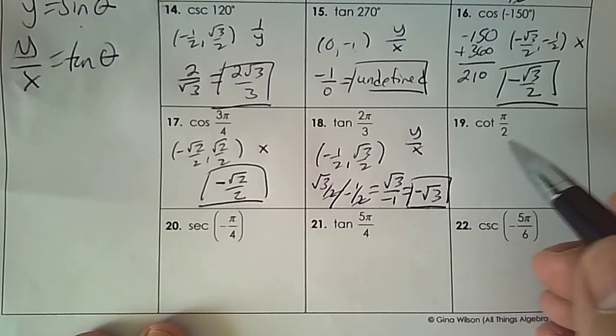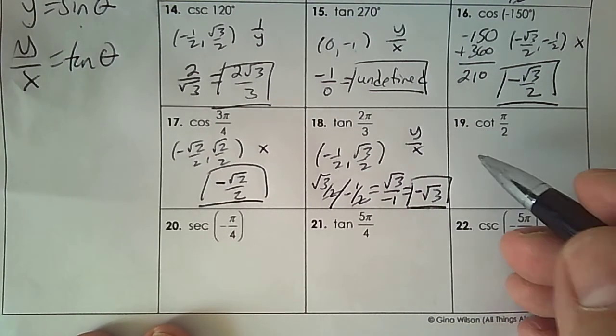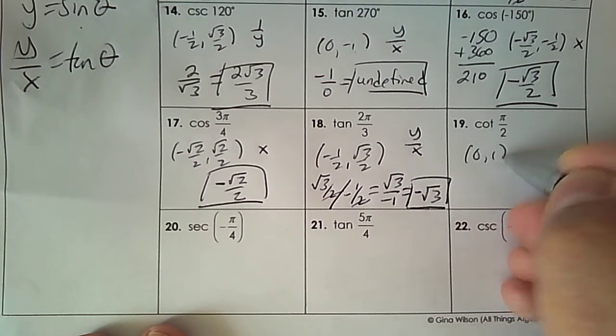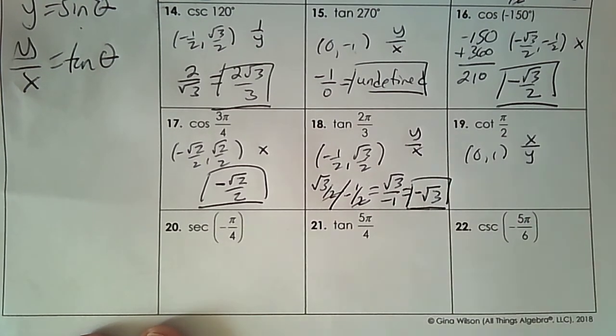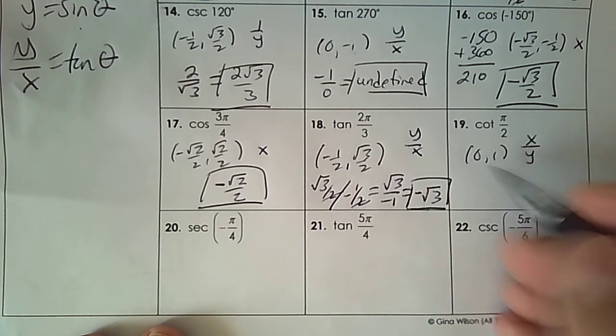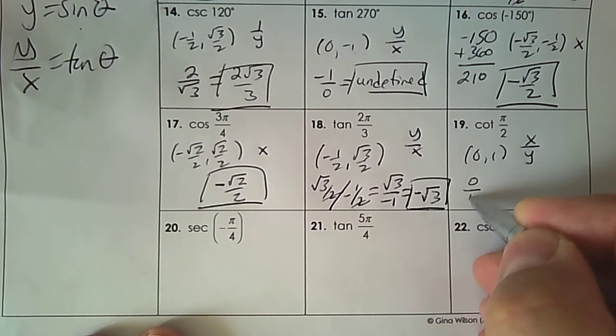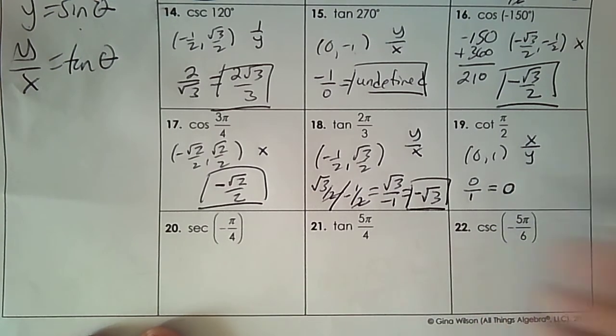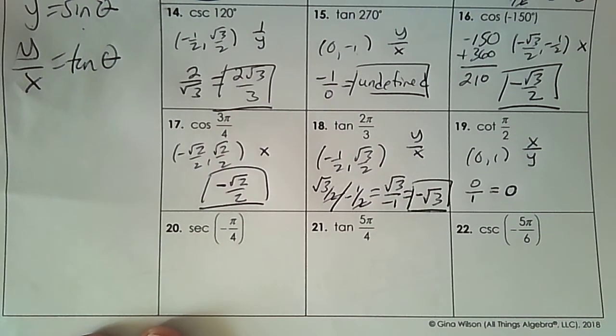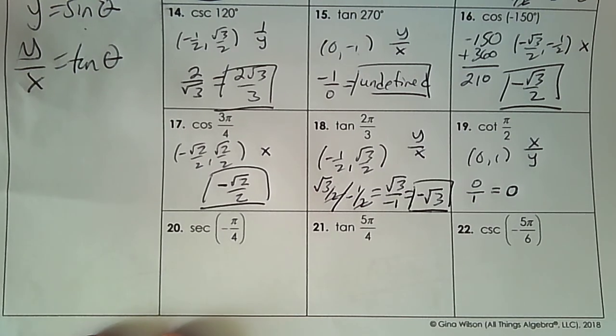19, pi over 2. Find the point on the unit circle. That's at 0, 1. What's the definition of cotangent? Well, cotangent's the reciprocal of tangent, so it's x divided by y. So in this case, x is 0 and y is 1. Notice that 0 divided by 1, that answer is not undefined. 0 on top, good. 0 on the bottom, bad.